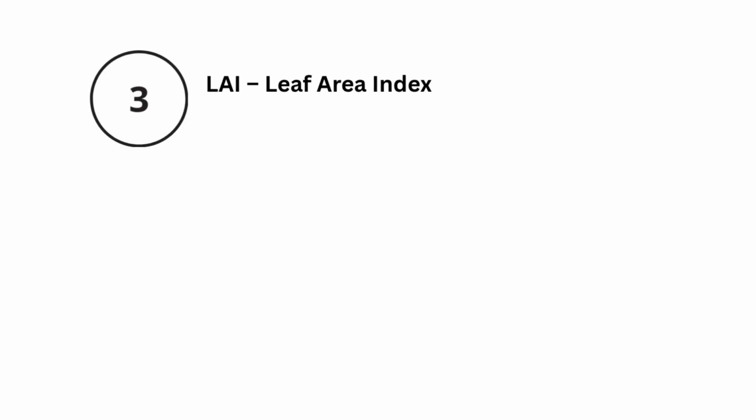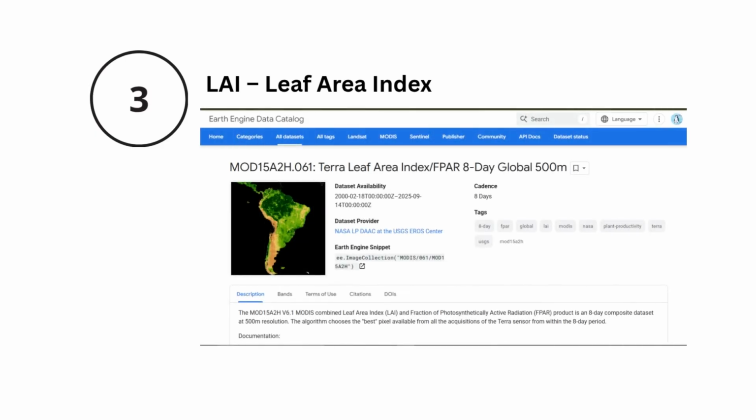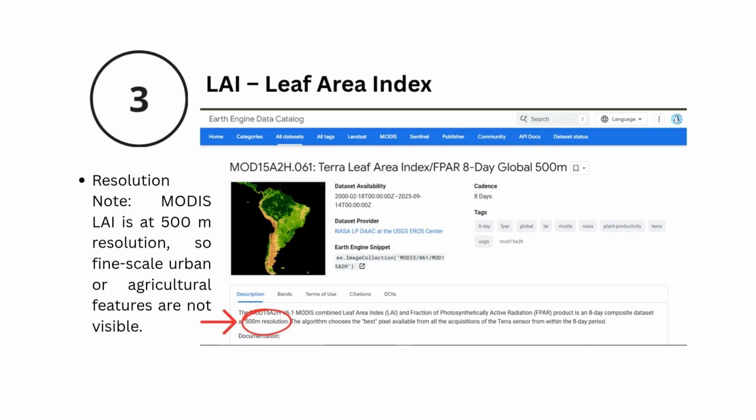3. LAI, leaf area index. Instead of estimating LAI from NDVI, we use the validated MODIS MOD15A2H dataset, which provides global LAI values at 500-meter resolution. This gives us a direct biophysical measure of canopy density.